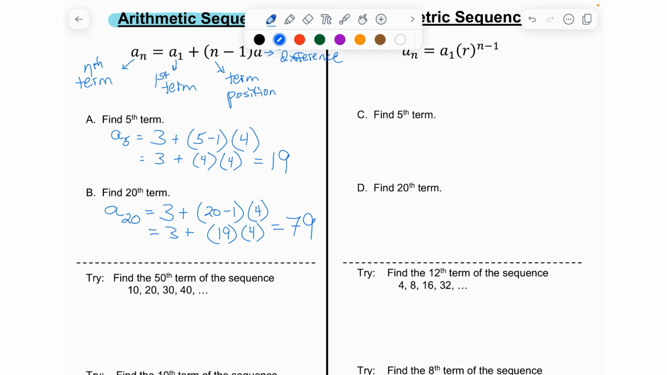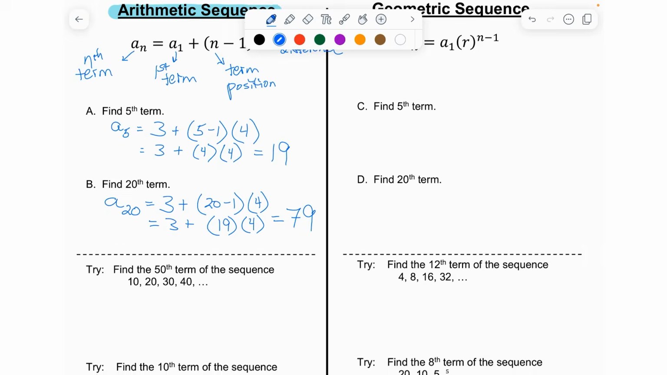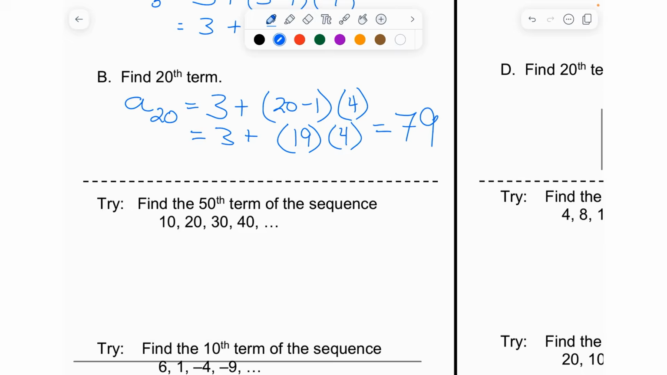Ready to try some on your own? Well, if you were in the classroom, that's exactly what I would expect you to do here. So look at this first one. You're trying to find the 50th term. See if we can help each other get started. What's the first thing that we're going to need to get here?